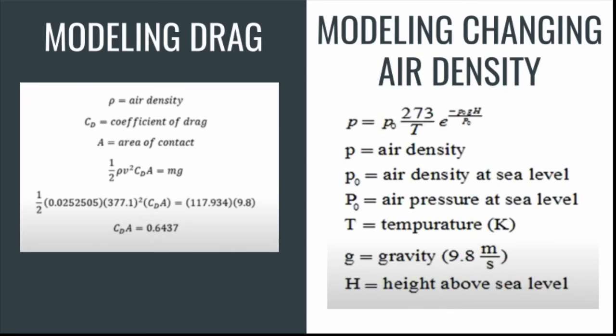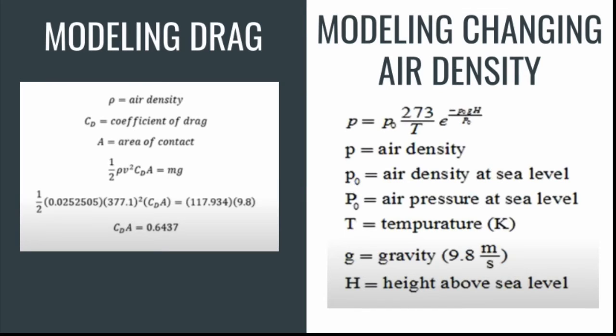In order to calculate the change in air density, or rho, in the code, I use the equation rho equals rho naught times 273 divided by temperature times e to the negative rho naught times g times h over capital P naught.